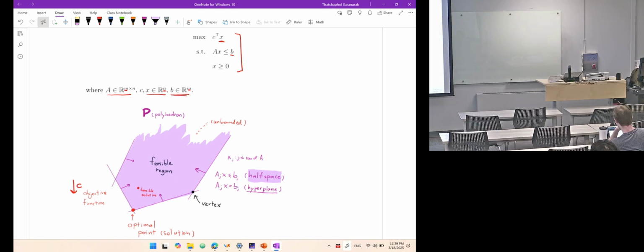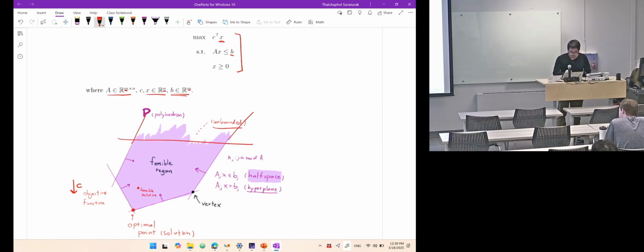And you can have one objective function, which just says in which direction you want to go as far as possible. In this case, the optimal point is the point in the feasible region that goes furthest in the objective. And this can be unbounded. If there is another constraint like this, then it's bounded.